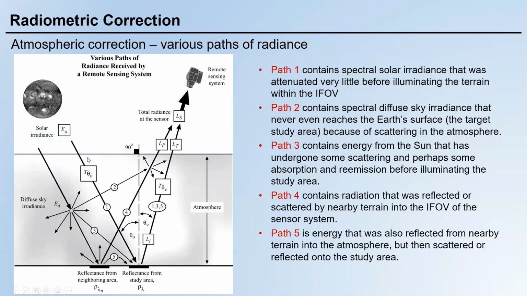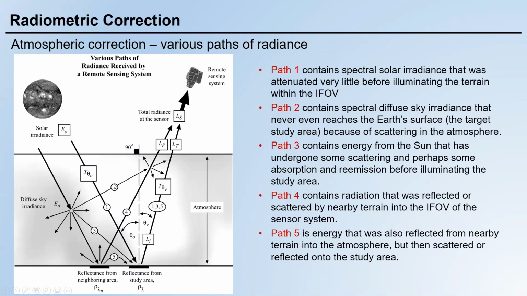So path 1, this one. Path 1 contains spectral solar irradiance that was attenuated very little before illuminating the terrain within the IFOV. So path 1 is energy that travels through the atmosphere and was barely affected by the atmosphere. It safely arrives, relatively, at the area of interest. And then what? It is reflected by this area.